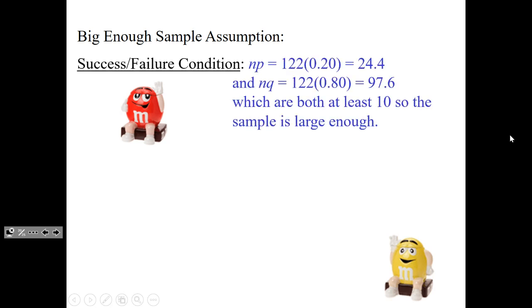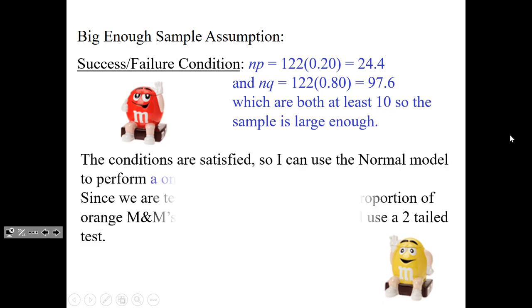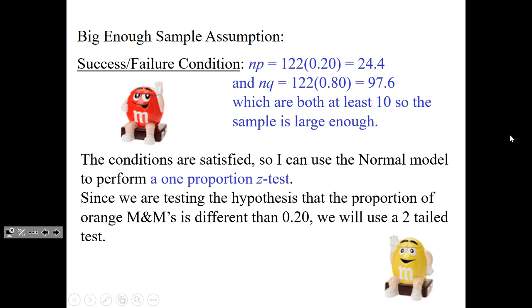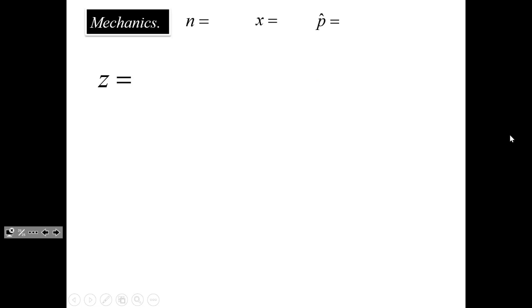And this one, N times P would be 122 times 0.2, or 24.4. N times Q, 122 times 0.8, 97.6. Since both of those are at least 10, the sample is large enough, I get to use the normal model. So I will use it for the one proportion Z test. And since we're testing the hypothesis that it's different than 0.2, we're going to use the two-tailed test. And we'll go over how we're going to do that.